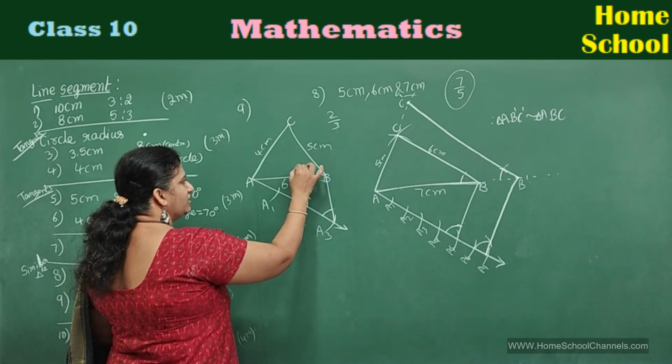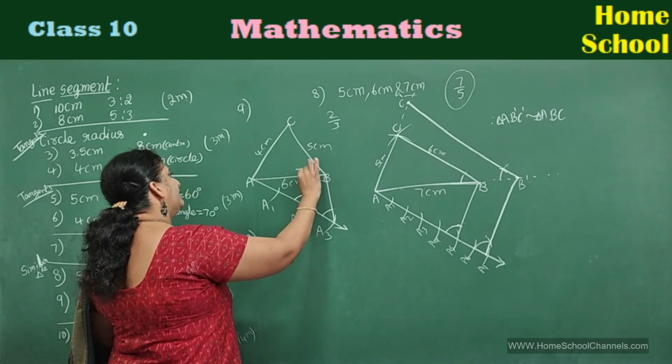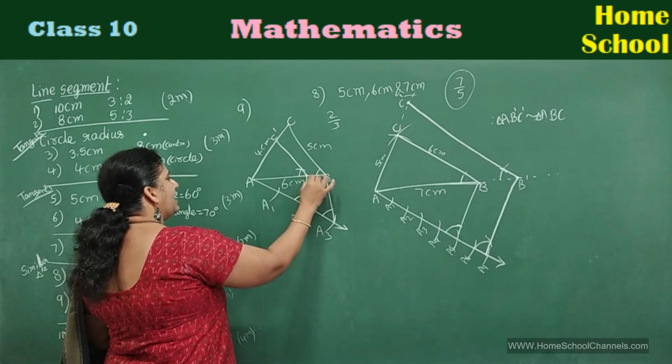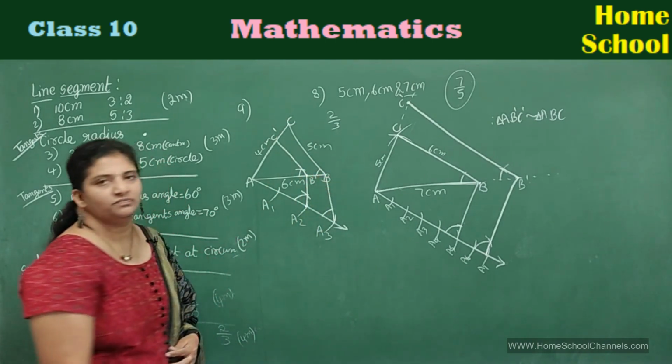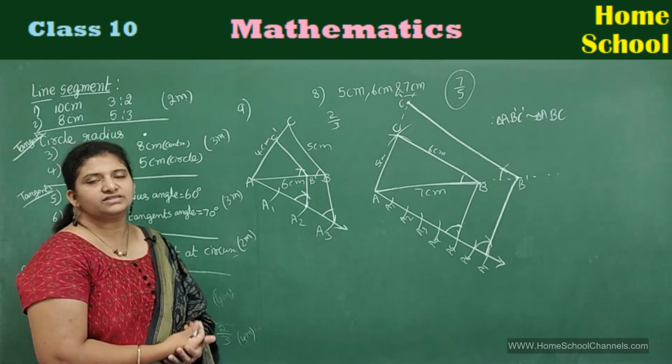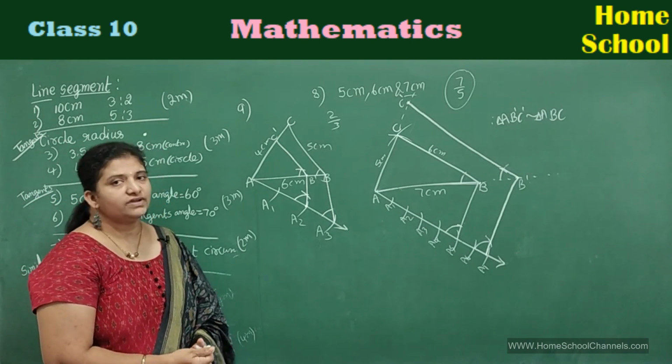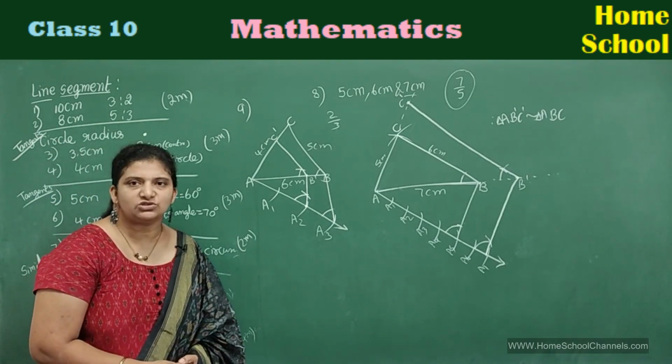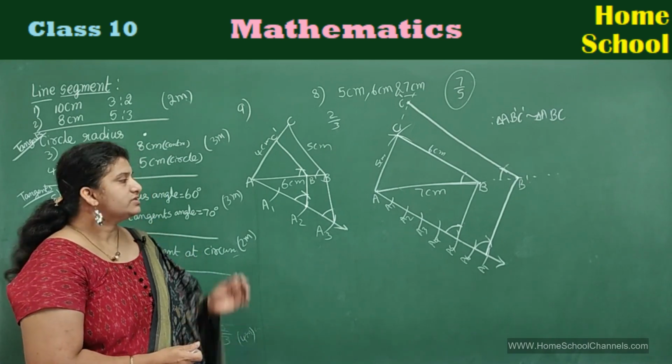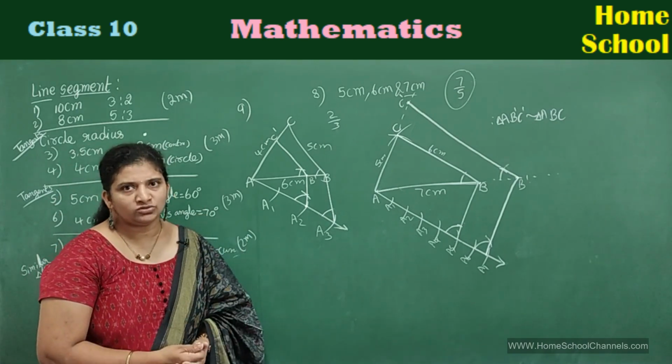Arc, measure, cut, join. C dash and this is B dash. A, B dash, C dash is the required triangle for a corresponding ratio 2:3. Okay, so this is the way we need to do, children.